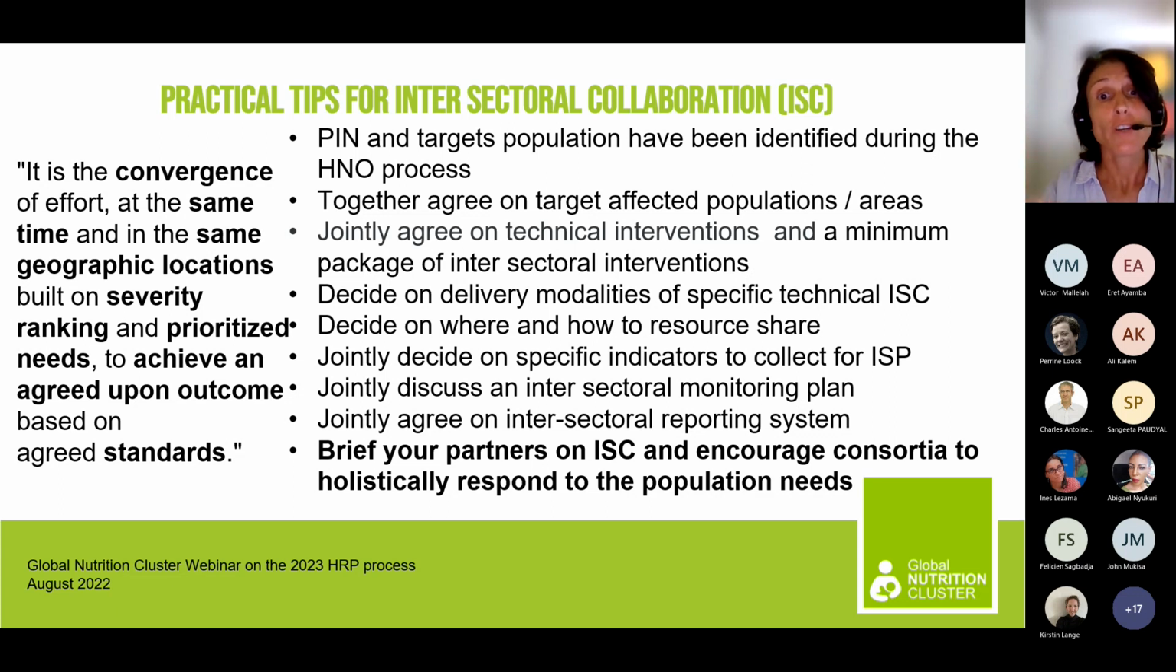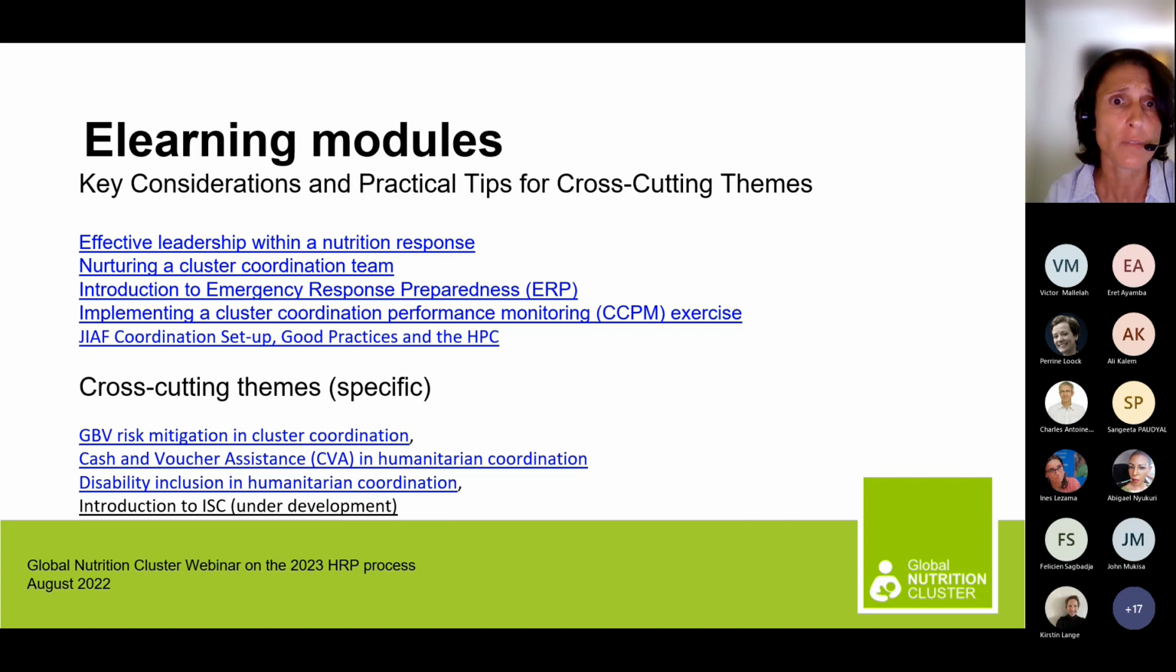And I would advise you to think of all that before the HNO and HRP, because it's quite a process, as you can see, that requires some consultations. And then make sure that at the end of the day, you get joint project sheets that you will be able to submit to the donors. And I think I'll stop here, Bryony, on this, except there is, yeah.